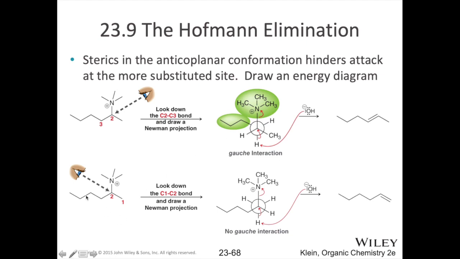Now if we look at the bond this way, if we were eliminating one of these hydrogens, notice that since both of those bulky groups are on the same carbon, we no longer have that gauche interaction between them. We can eliminate one of those hydrogens that's going to be anti-coplanar, and we don't have to worry about a gauche interaction.